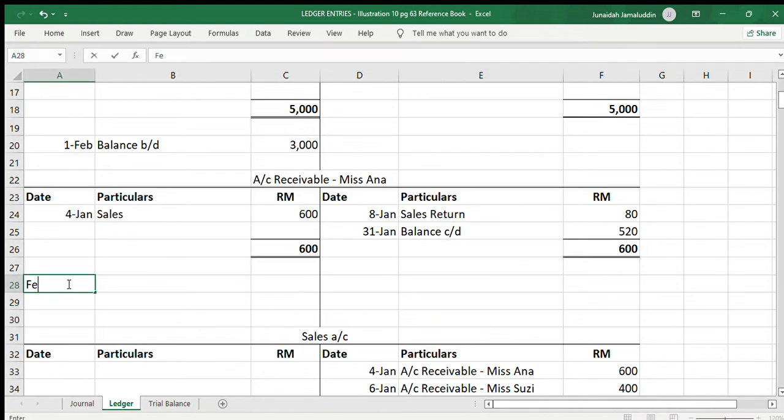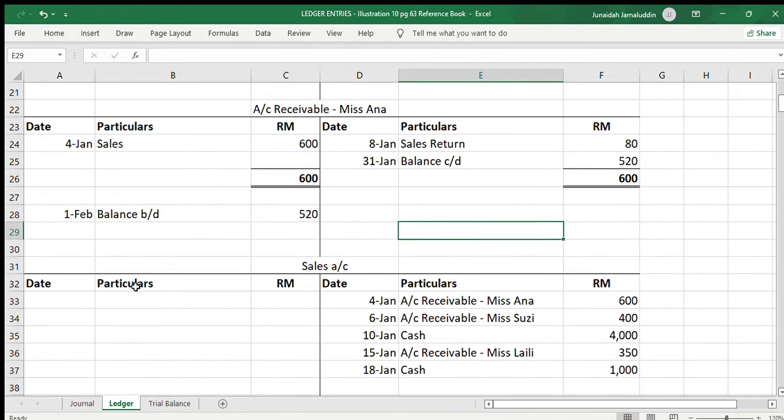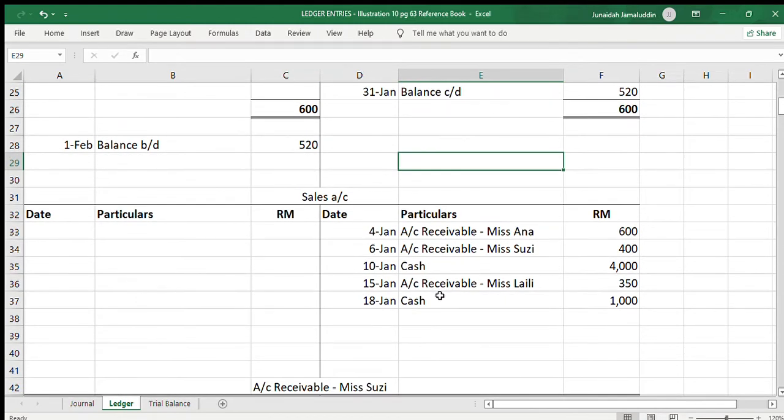Kita akan carry forward to February 1st. Sorry, 1 hari bulan Februari. So dia akan jadi balance BD, balance brought down. So balance brought down kita ada 520. So pada akhir bulan Januari, baki account receivable adalah sebanyak 520. So baki pada akhir bulan Januari kita akan bawa ke awal bulan Februari pula. So baki dia akan jatuh di sebelah debit. Next we are going to balance off the sales account. So kita tengok sales account ni.